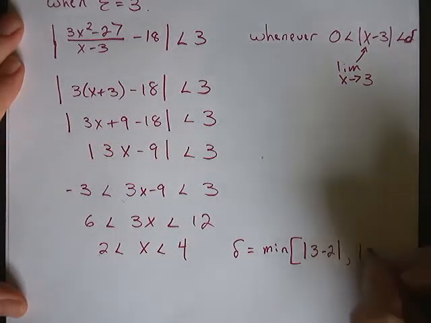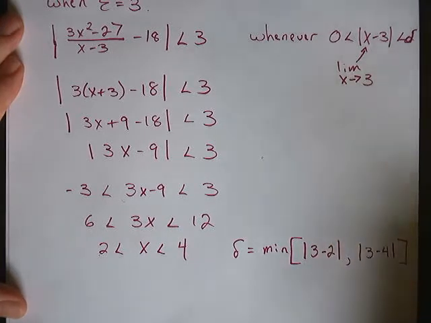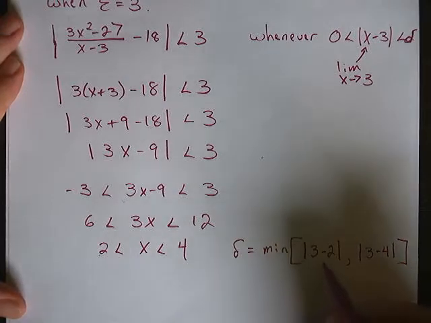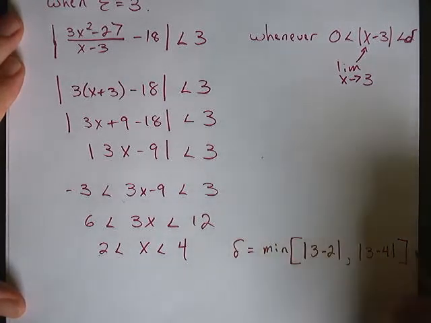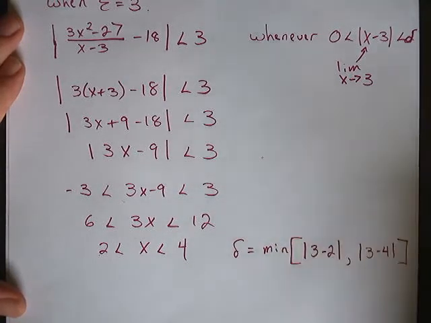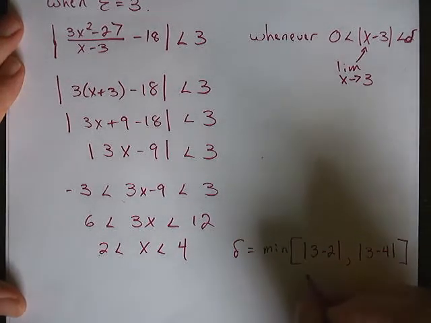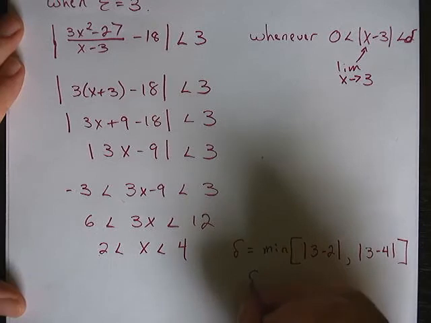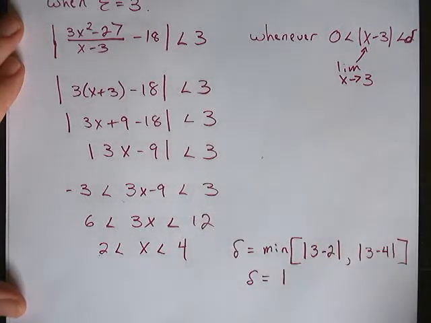and the absolute value of 3 minus 4 as well. So what are both of these answers? Well, 3 minus 2 is 1, and the absolute value of 1 is 1. 3 minus 4 is negative 1, and the absolute value of negative 1 is 1. So they both give us 1. So what we find is that our delta needs to be equal to 1.